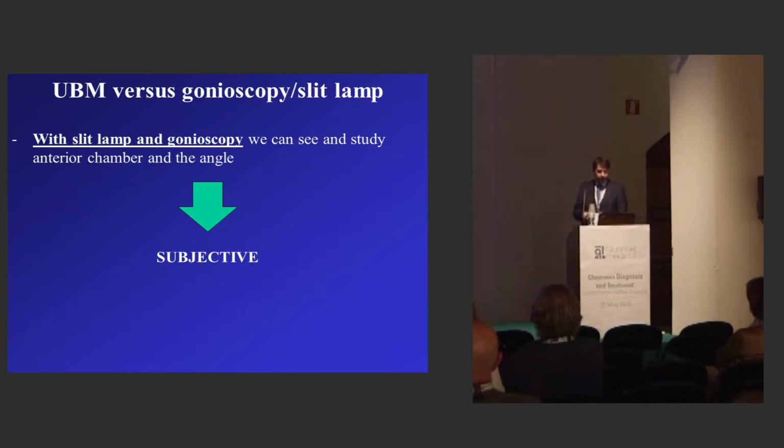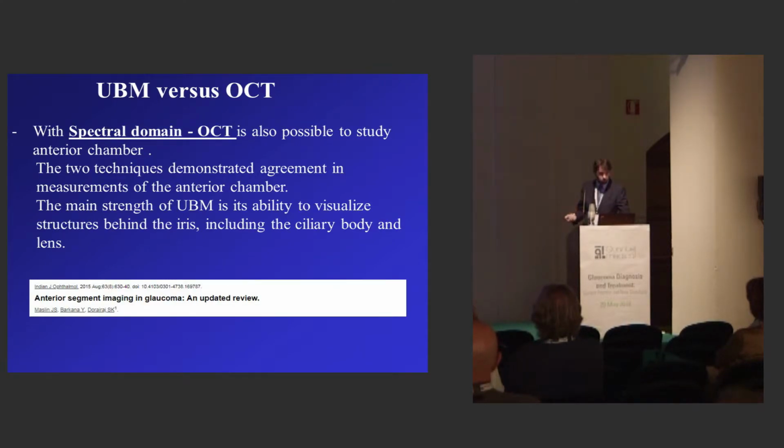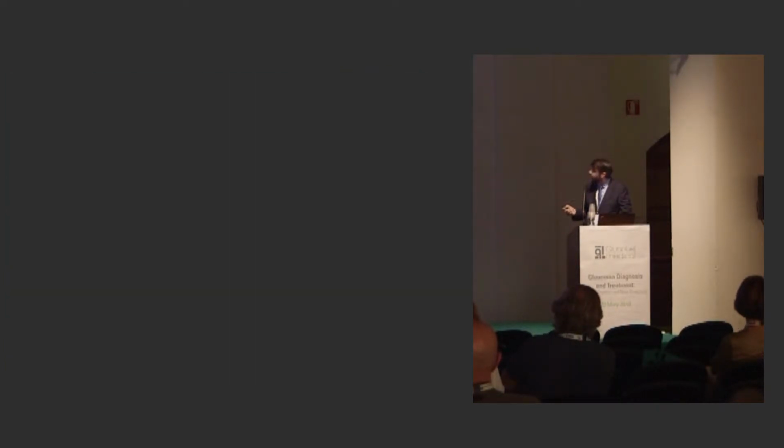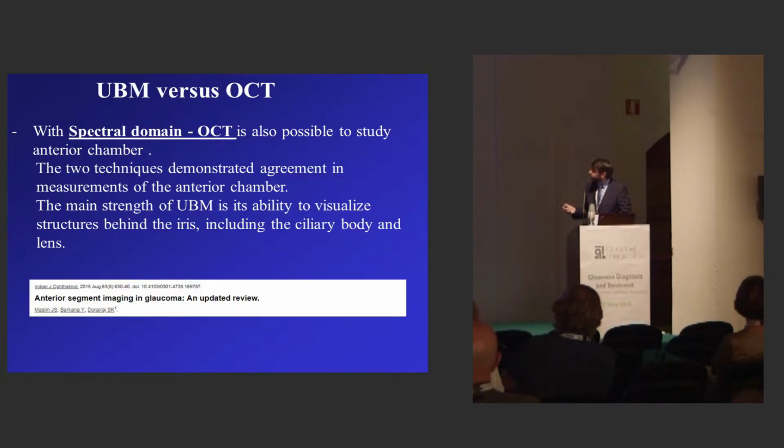With slit lamp and gonioscopy, we can also see and study the anterior chamber and the angle. They are important, but they are subjective. And with OCT it is also possible to study the anterior chamber, and the two techniques demonstrated agreement in measurements of the anterior chamber, but the main strength of UBM is its ability to visualize structures behind the iris, including the ciliary body and the lens.